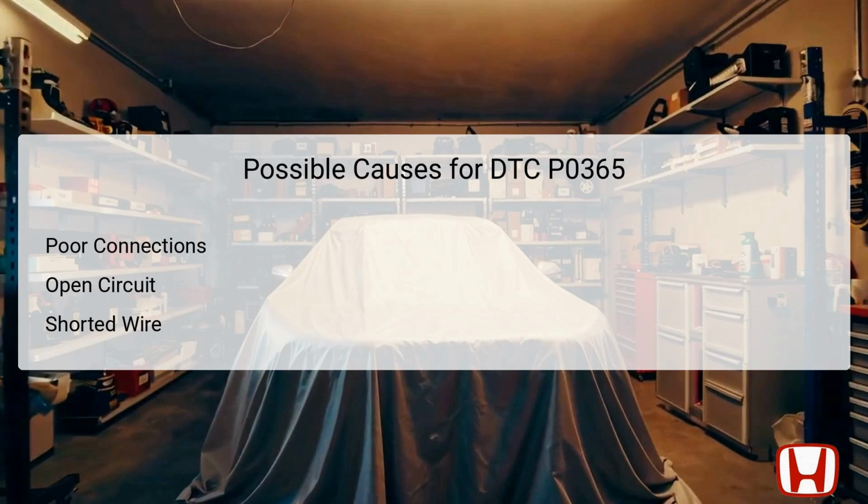Secondly, an open circuit in the wiring that connects the CMP sensor B to the PCM may also be at fault, which can occur due to frayed or disconnected wires. Thirdly, a shorted wire can create unintended paths for current, leading to erratic sensor performance. It is crucial to address each of these potential causes methodically to ensure that the underlying issue is resolved effectively and to prevent future occurrences.